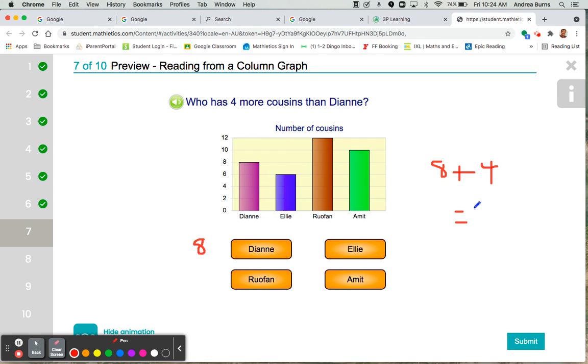So we're looking for a student that has got 12 cousins. And I must say my eye is drawn to Ruafan right here. It looks like he goes all the way up to 12, and I would say the answer will definitely be Ruafan. Okay, I think that I've helped you out with this reasonably adequately.